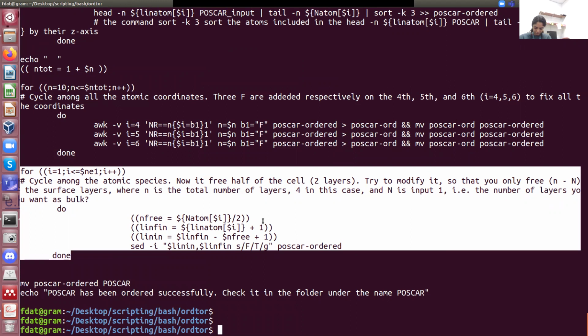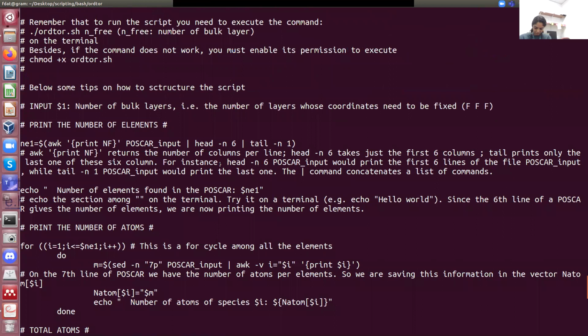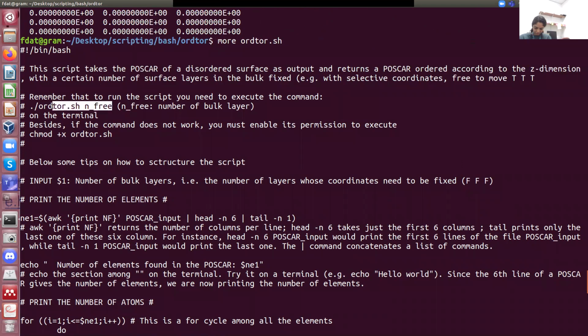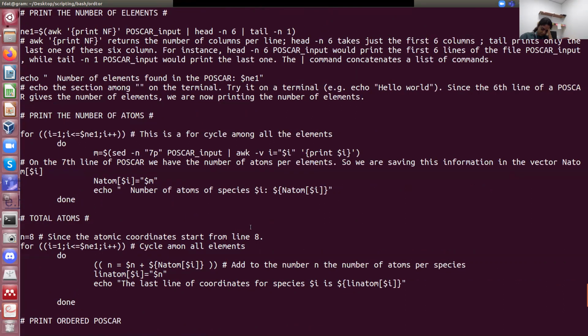So this last part doesn't say, okay, you want 2 surface layers fixed, then I fix them. This last script just says, how many layers do you have in total? 8. You just need to freeze the last 4. But instead, what I want is to have the number of layers in the bulk as an input. So the way you will run this script will be ./order.sh n3, where n3 will be the number of bulk layers. I think I will change this nomenclature a bit so that it's clearer, because n3 is the opposite. And this will be the number of layers that you are going to fix, okay?